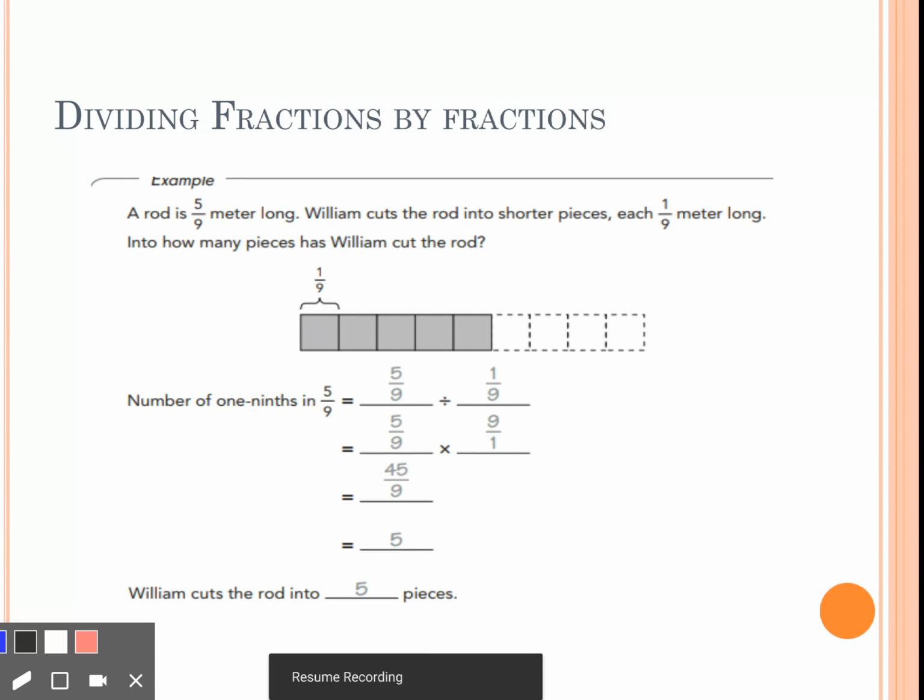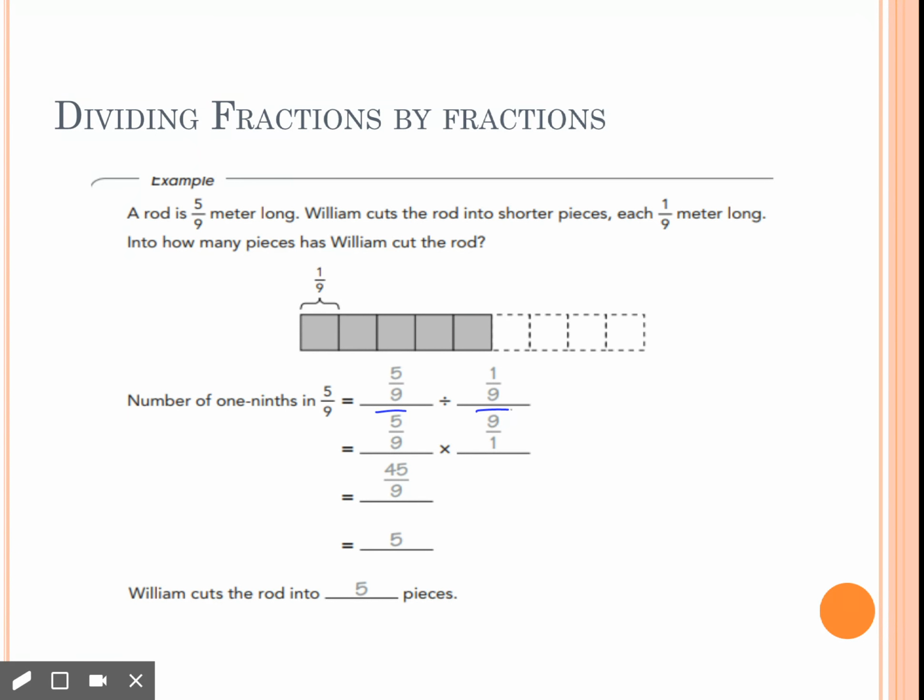All right, here's a real world example. A rod is 5/9 of a meter long. William cuts the rod into shorter pieces, each 1/9 meter long. So we're doing 5/9 divided by 1/9. 5/9 times 9/1 is what it changes to after we do keep, flip, change. So I get 45/9. 45 divided by 9 is just 5.